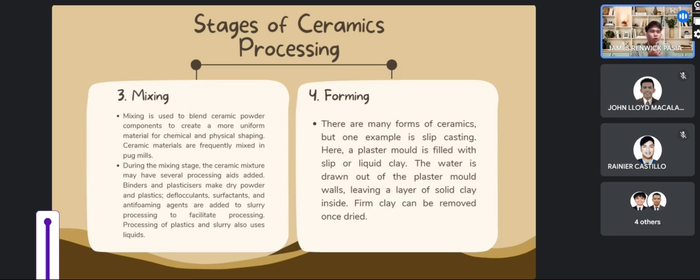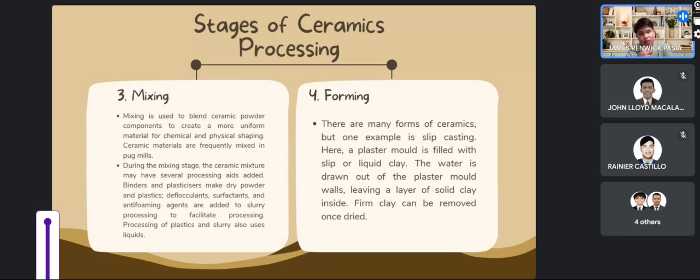Fourth stage will be forming. There are many forms of ceramics, but one example is slip casting. Here, a plaster mold is filled with slip or liquid clay. The water is drawn out of the plaster mold walls, leaving a layer of solid clay inside. Firm clay can be removed once dried.